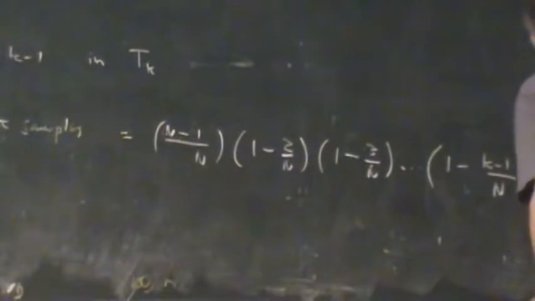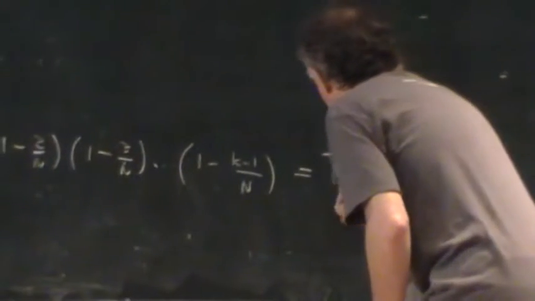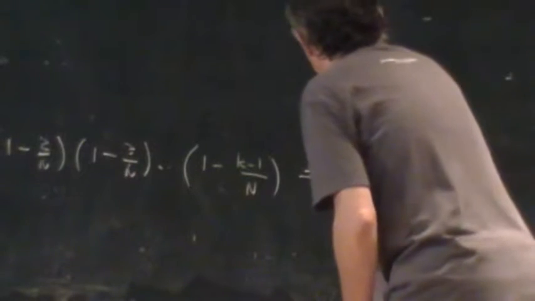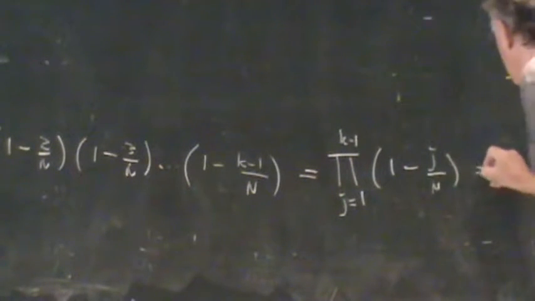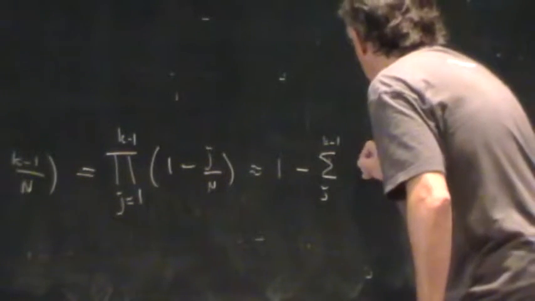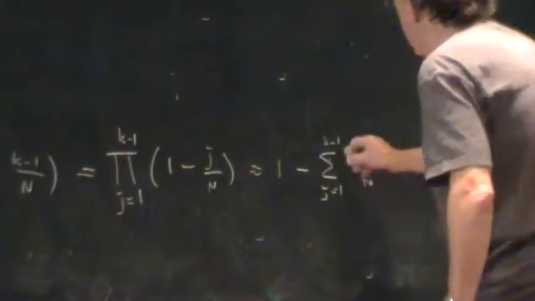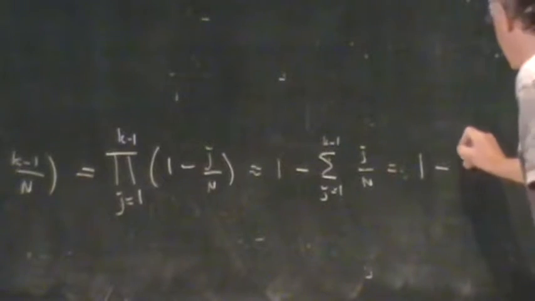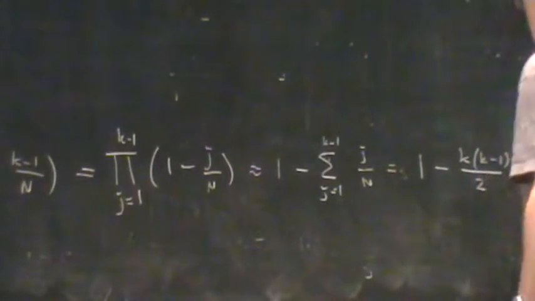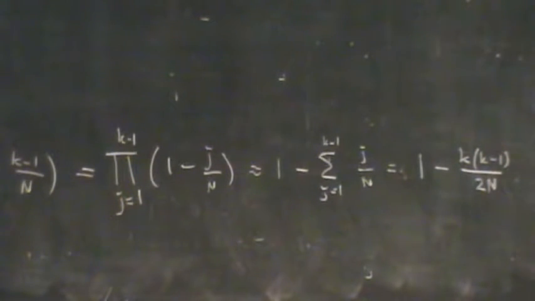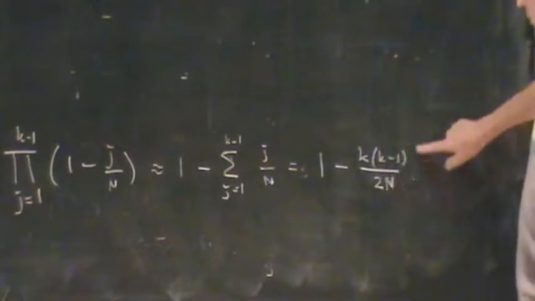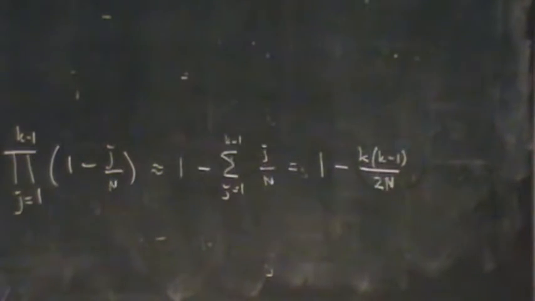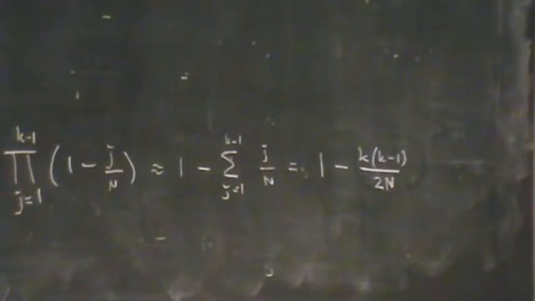And so we got the product here, 1 minus j over n, where j goes from 1 to k minus 1. The number of samples is finite and the population is very large, so we can just pull out the leading term. It's going to be 1 minus the sum of j over n, j up to k minus 1. So we got an arithmetic series here. So this is 1 minus k times k minus 1 over 2n. So 1 minus that is the rate of having a coalescent event among k samples.